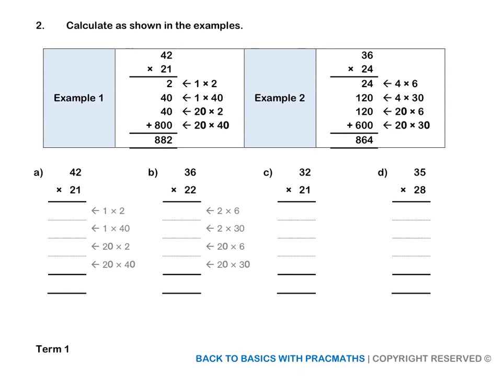Question 2. 42 times 21. We are always going to start by multiplying the unit digits by one another. 1 times 2 is 2. 1 times 40 is 40.